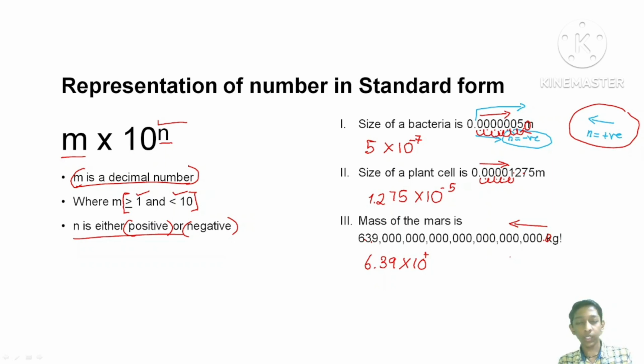Now let's see how many places we have to shift the decimal. 1, 2, 3, ... 23. 6.39 into 10 raised to the power of 23 is the mass of the mass. Now let's move to some more examples.